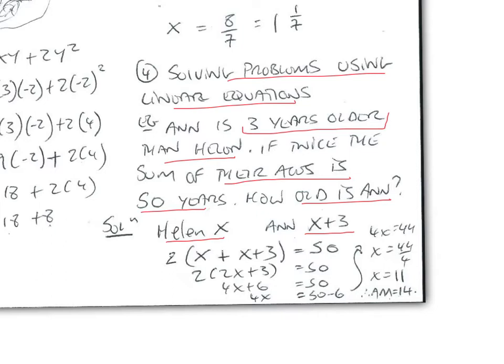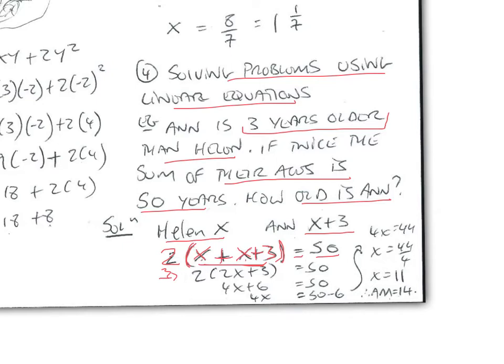Now, twice their sum. Well, the sum of Helen and Anne must be Helen's age X plus Anne's age X plus 3. The sum of those, but if twice the sum of their ages, so we have to put all that in brackets and multiply that by 2 and let that equal 50. 2 times the sum of their ages is 50. How old is Anne? So we'll clean this inside the brackets here in the next line.